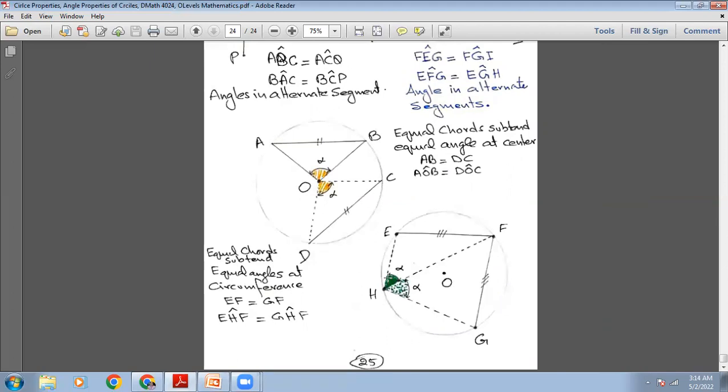This chord at the circumference has angle alpha. This chord is equal to this chord. So its angle at the circumference will also be the same. These two chords are equal, so they will subtend the same angle at the center. So equal chords subtend equal angles at the center. Equal chords subtend equal angles at the circumference.